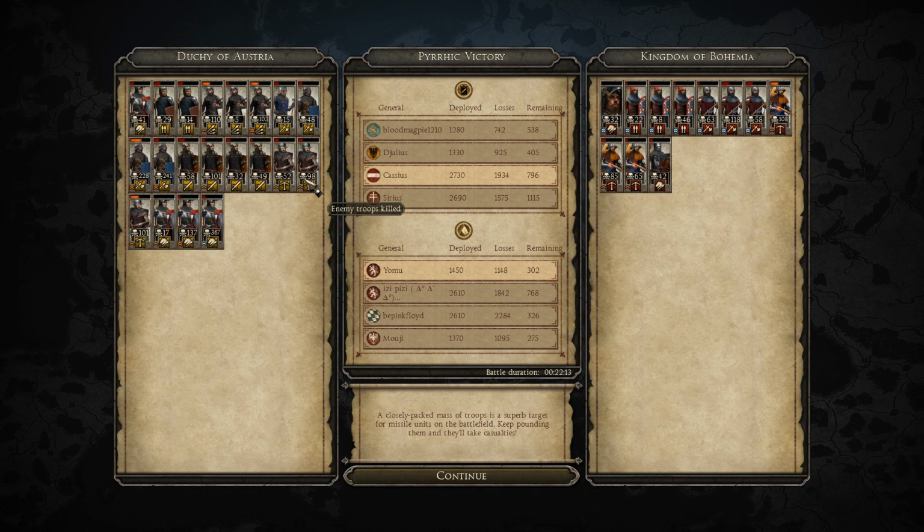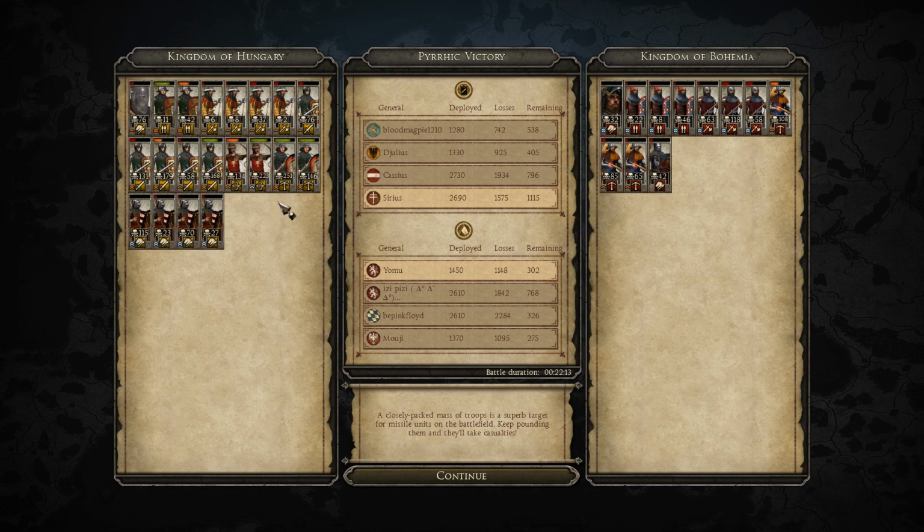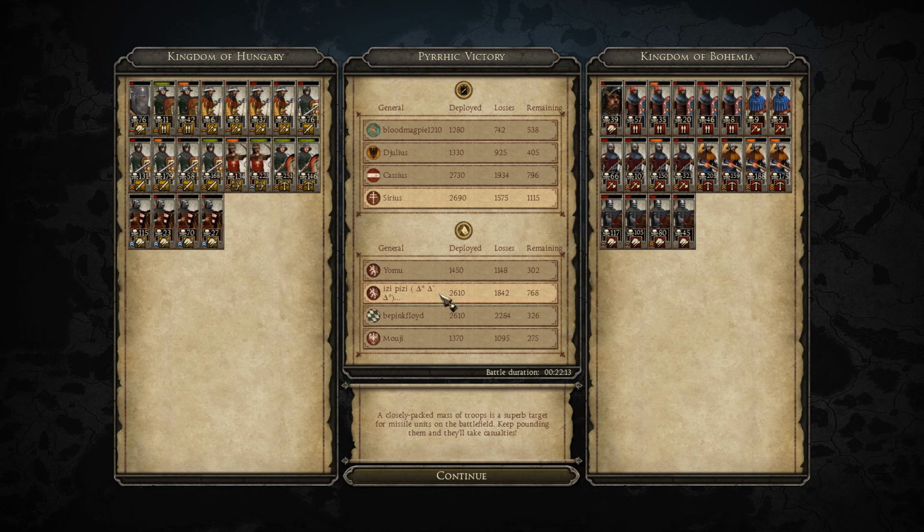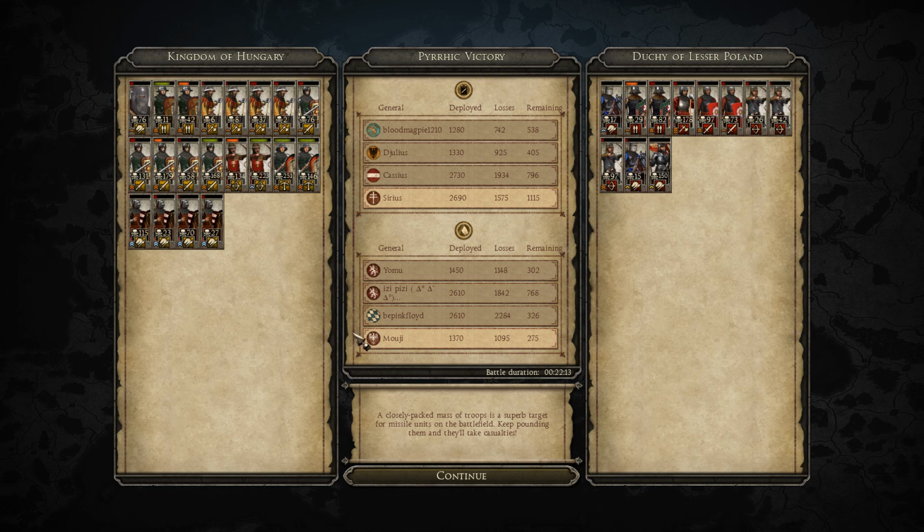They have a huge force. Well, let's see. The crossbow's getting about 100 kills. The infantry, his dismounted knights doing pretty well. And then here is the Hungarians. And then we move on to the two Bohemian armies. And then we've got Bavaria and the Polish. So very, very interesting stuff.